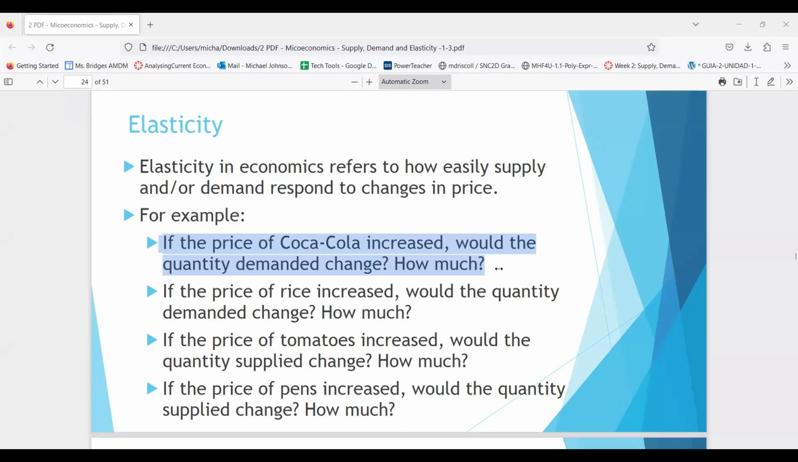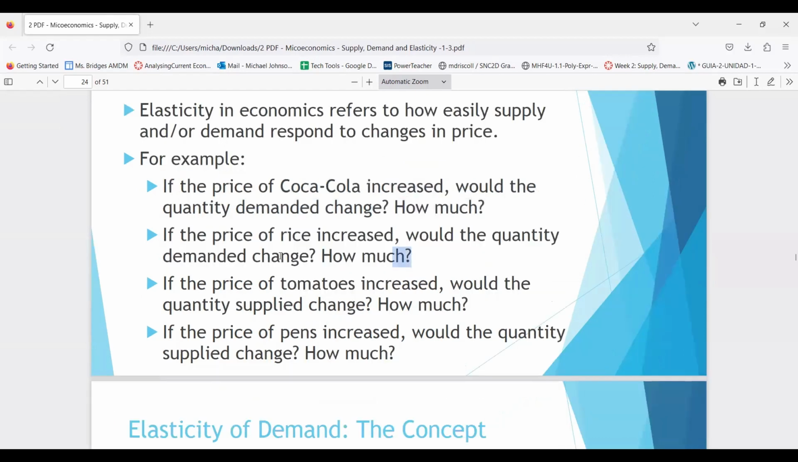So the quantity demanded would decrease. Yes, exactly. They can find substitutes for Coca-Cola. That's great. Great job, everyone. And then if the price of rice increased, would the quantity demanded change?